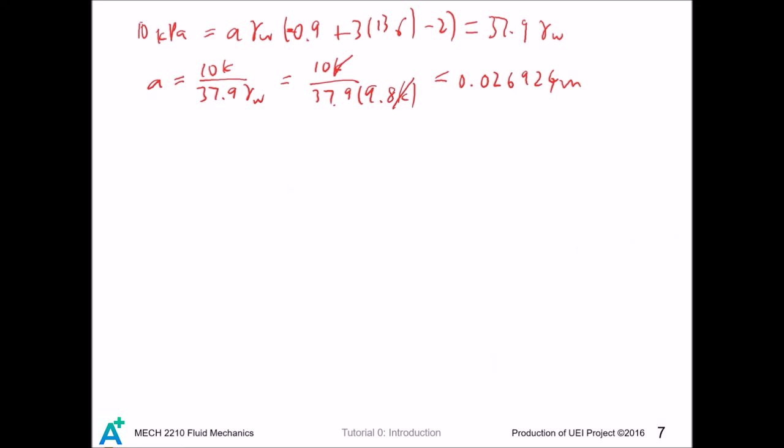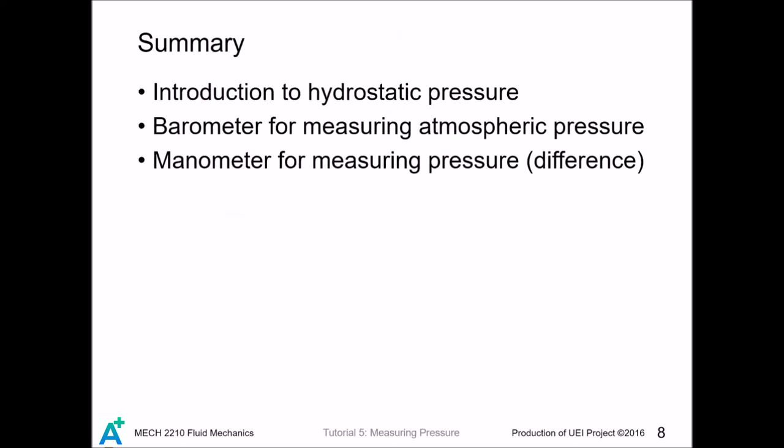So we conclude that the new reading is 0.05, the original value, plus 2a plus 4a, and that is 0.212 meter. So today we did a review about barometer and manometer.